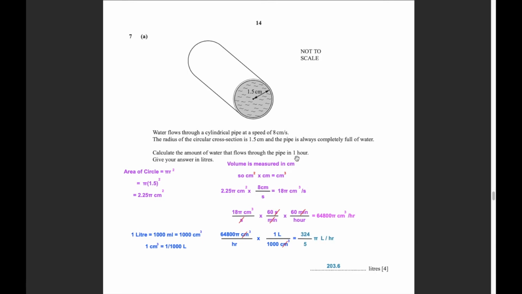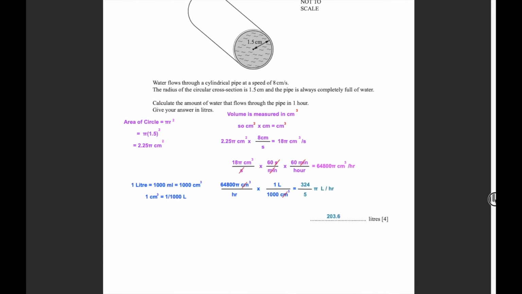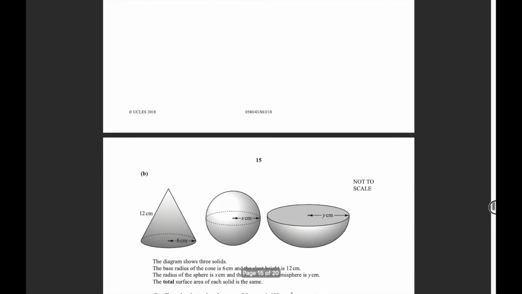If they asked us for 2 hours, we'll simply multiply this value by 2. If they asked us for half an hour, multiply it by 0.5, and so on. So that's it for question 7a. It is a lot, but once you wrap your head around it, it is pretty simple.